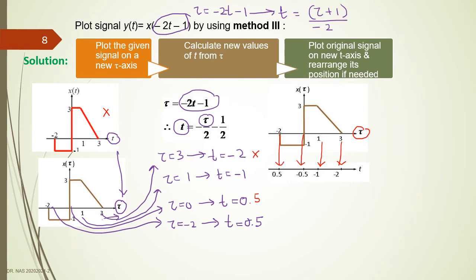So next you need to redraw the signal on the new t-axis. How does the signal look? Just copy the same shape at the same position but on the new t-axis. The amplitude remains the same because this is a time-based operation. So now the signal becomes x(t).